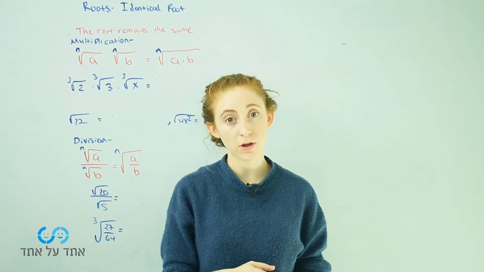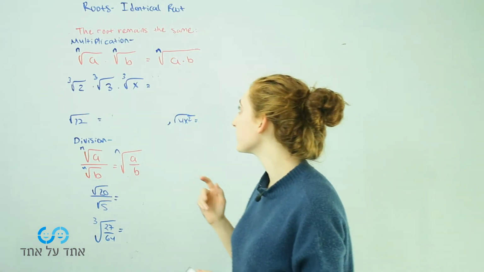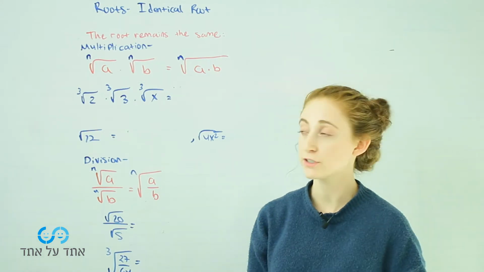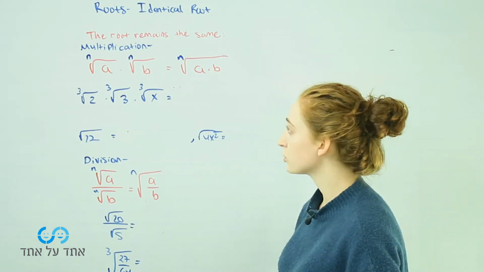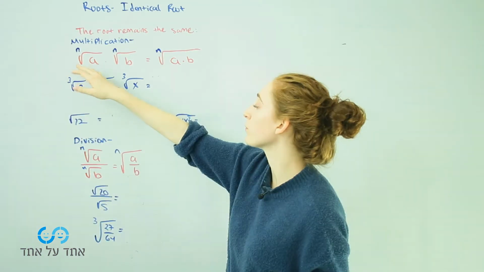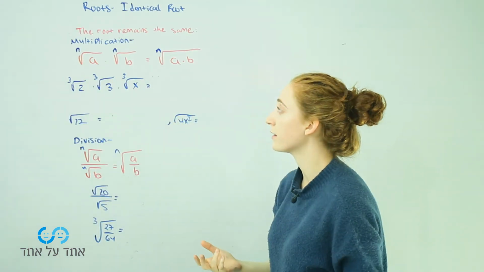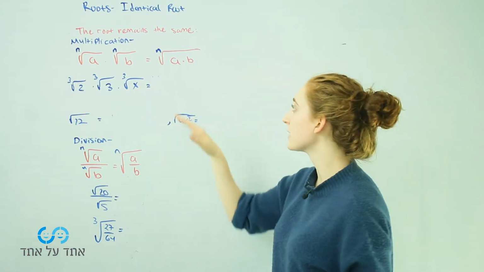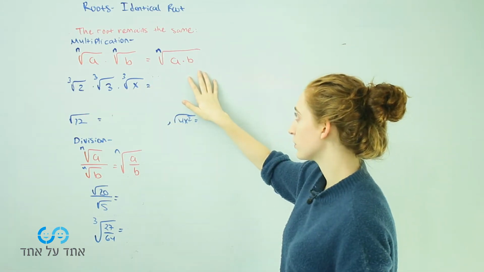The first thing that we're going to be talking about in roots is when we have an identical root. First we're going to talk about multiplication, then we'll talk about division. Let's start with multiplication. We'll start with the rule. The nth root of a times the nth root of b equals the nth root of a times b. I'll multiply my bases and I'll keep my root, okay?